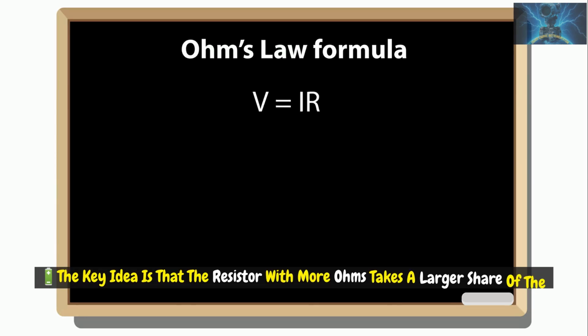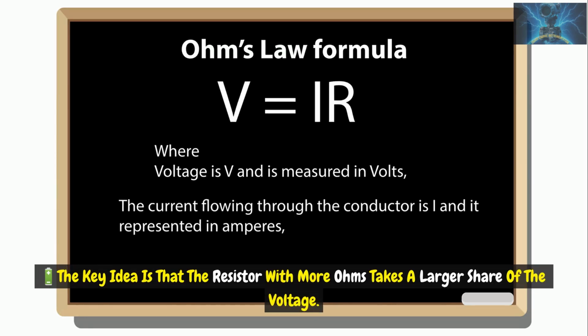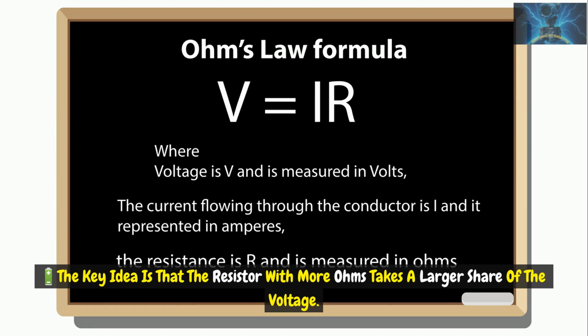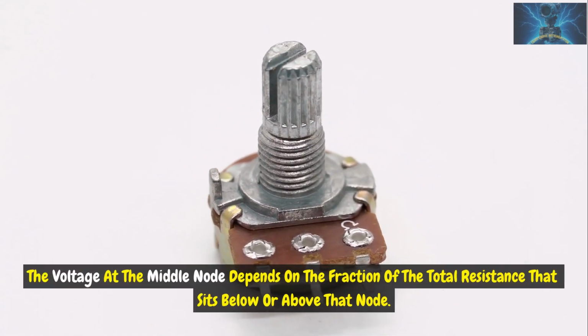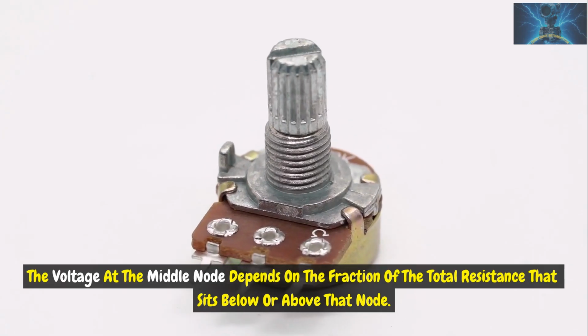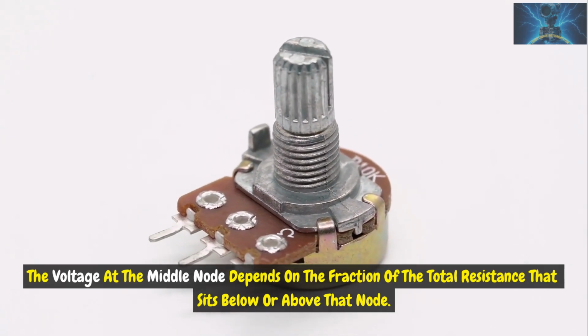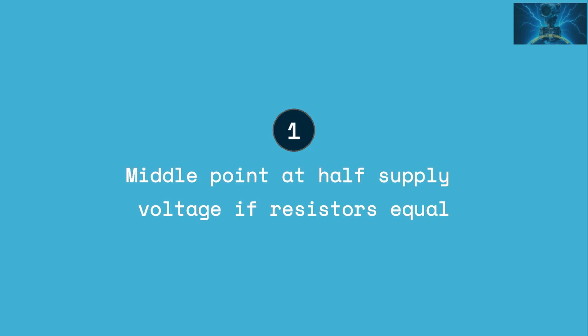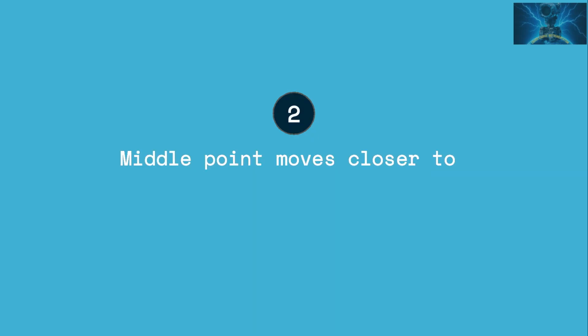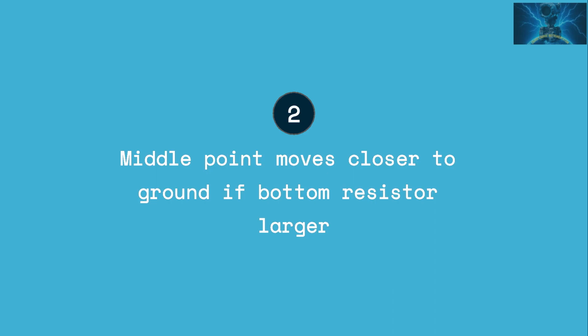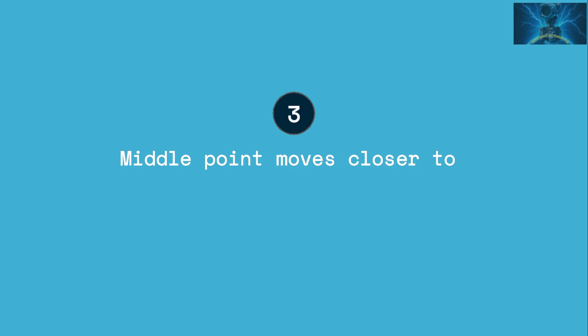The key idea is that the resistor with more ohms takes a larger share of the voltage. The voltage at the middle node depends on the fraction of the total resistance that sits below or above that node. In plain language, if both resistors are equal, the middle point sits at about half the supply voltage. If the bottom resistor is much larger than the top one, the middle point moves closer to ground. If the top resistor is much larger than the bottom one, the middle point moves closer to the positive supply.